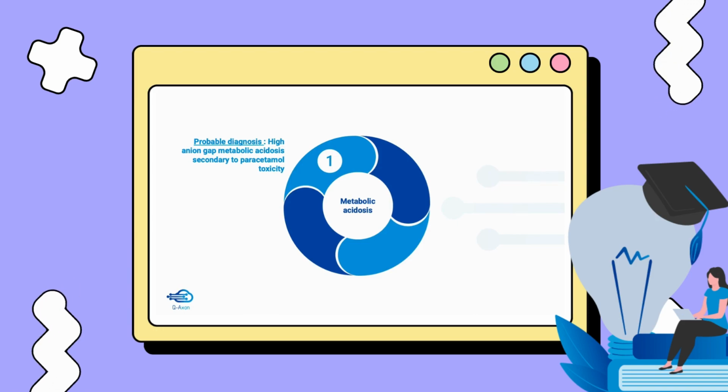But for better understanding, they can be classified as high anion gap metabolic acidosis and normal anion gap metabolic acidosis, based on the anion gap. So in high anion gap metabolic acidosis, an anion gap of 15 to 20 millimoles per liter is an index of the condition, which indicates the accumulation of acid ions in the case of metabolic acidosis.